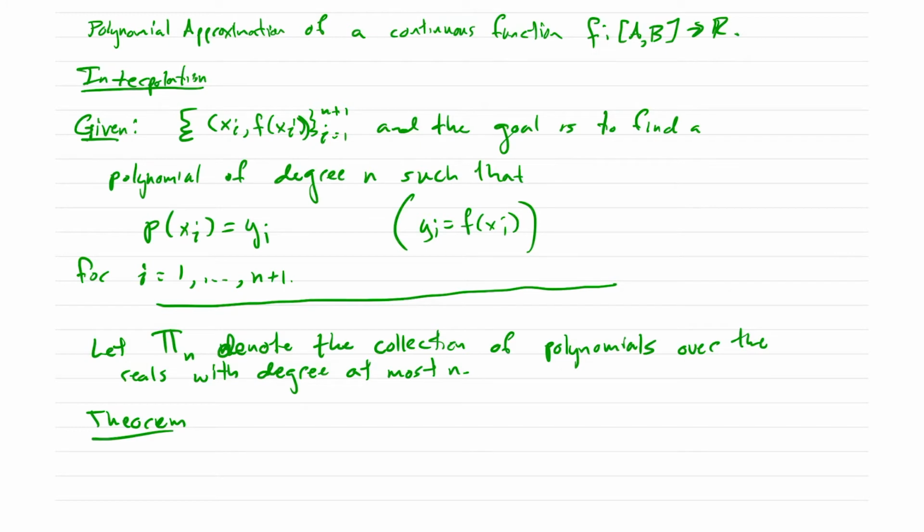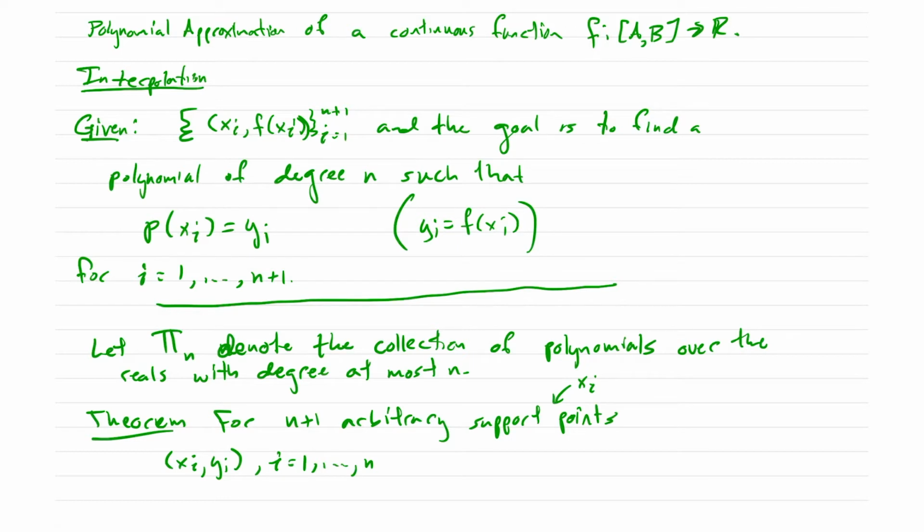and this is coming out of the Stoller book, says that for n plus 1 arbitrary support points, what he means here is xi, so this is written as xi comma yi for i going from 1 up to n plus 1.